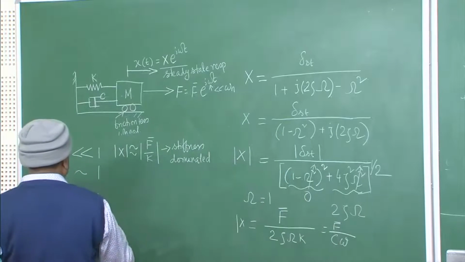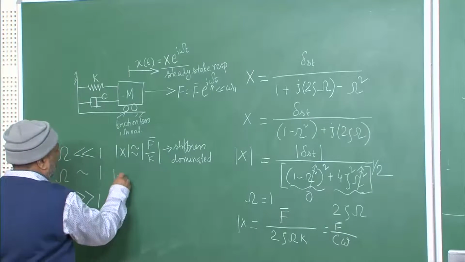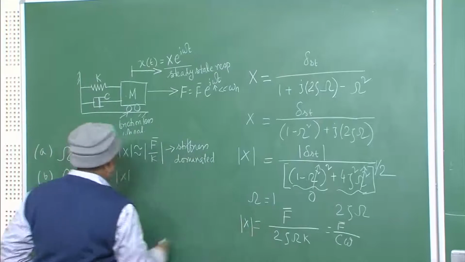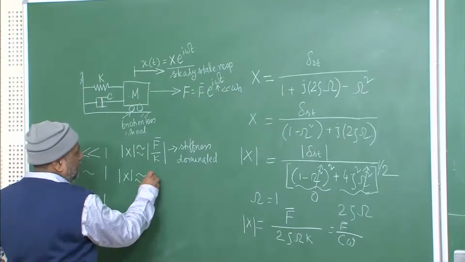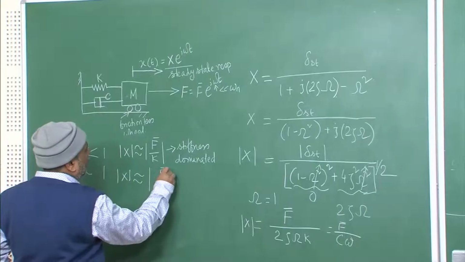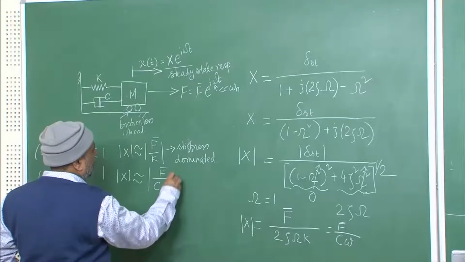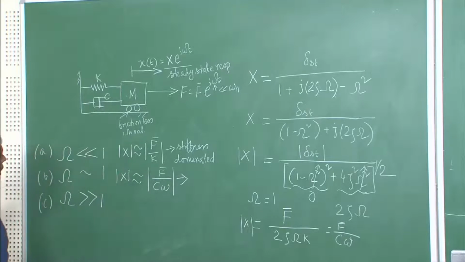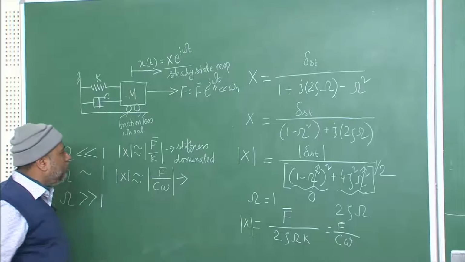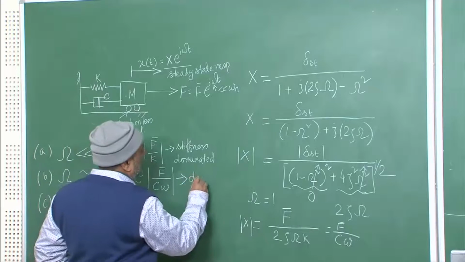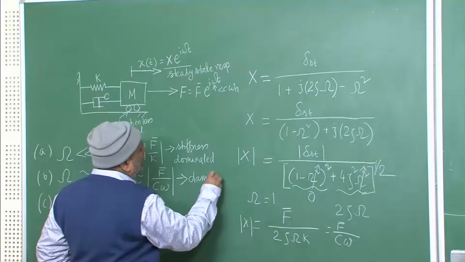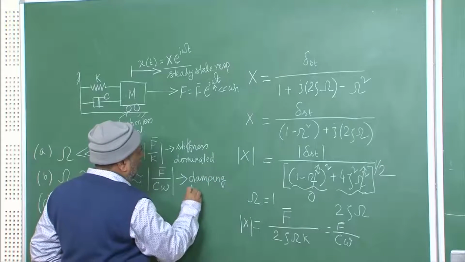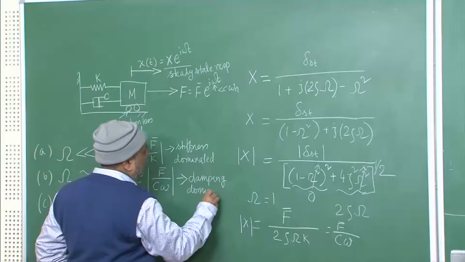So, that means here x is approximately equal to f bar over c omega. That means at this region, when omega is approximately equal to unity, the vibration response is actually damping dominated.